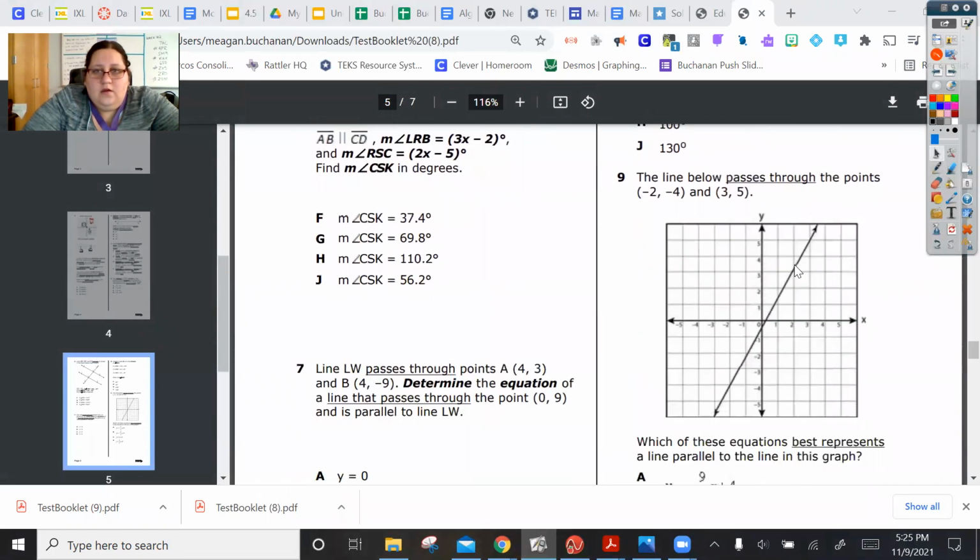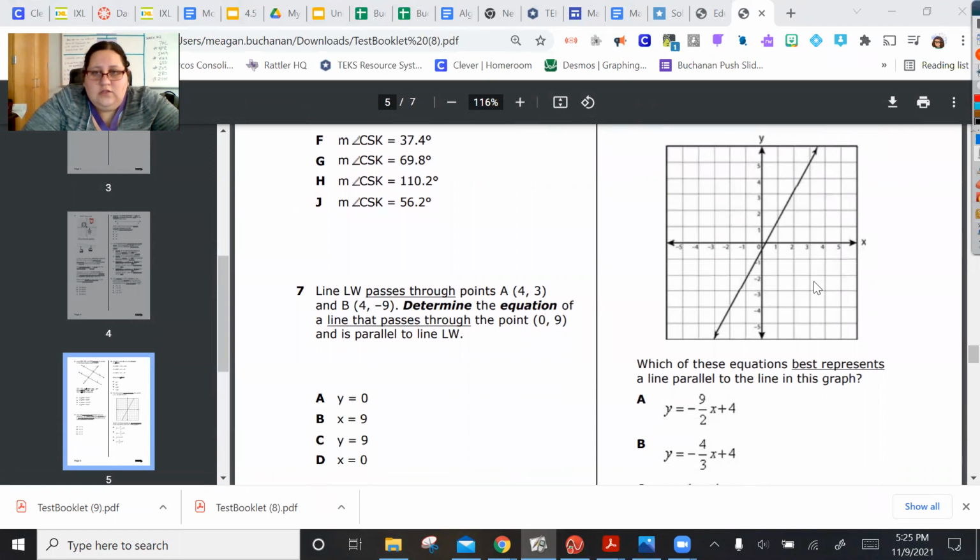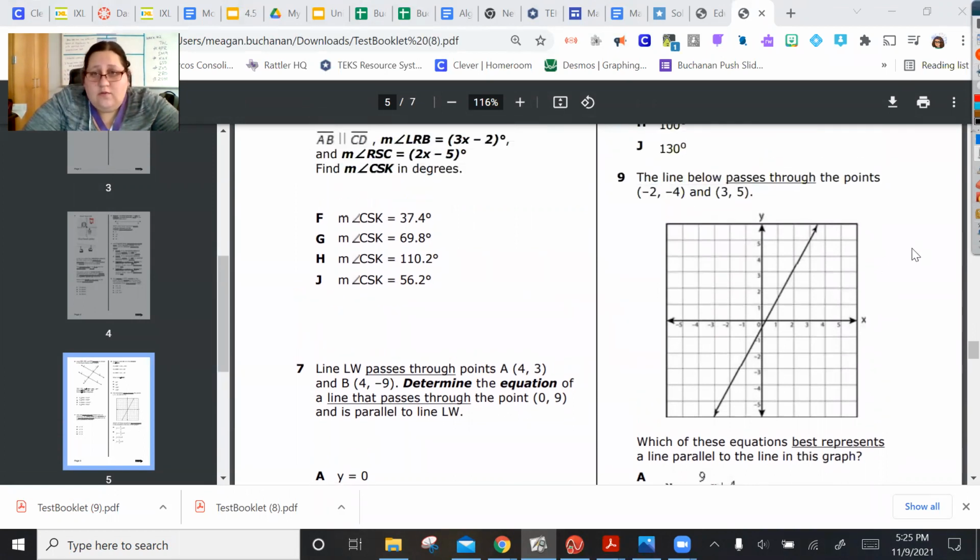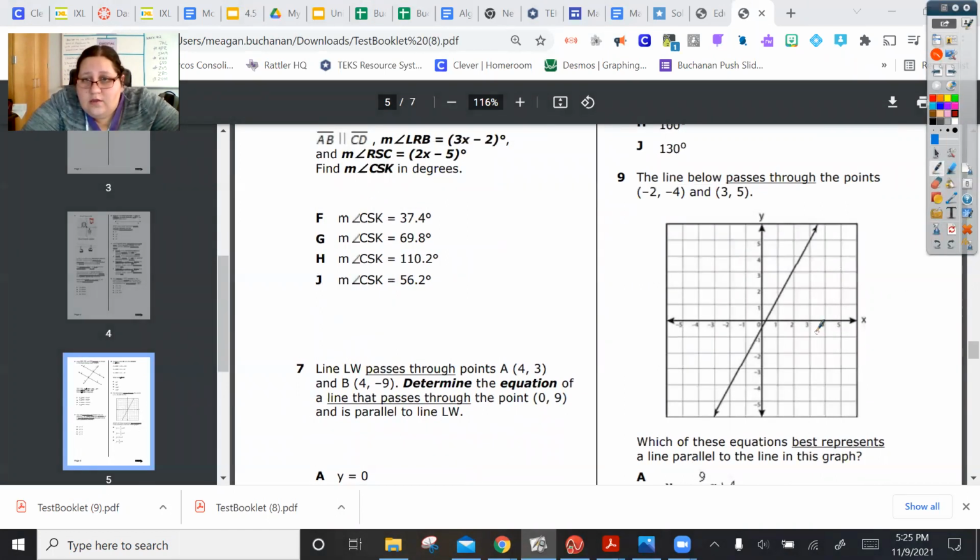Okay, number 9. The line below passes through the points (-2, -4) and (3, 5). Which of these equations best represents a line that is parallel to this graph? So we're going to find our slope. It might not be easy to see your slope on here; I think this is a point, and I think this is a point. You can always count rise over run, but with something I can't know for sure, I'm going to set up using my slope formula.